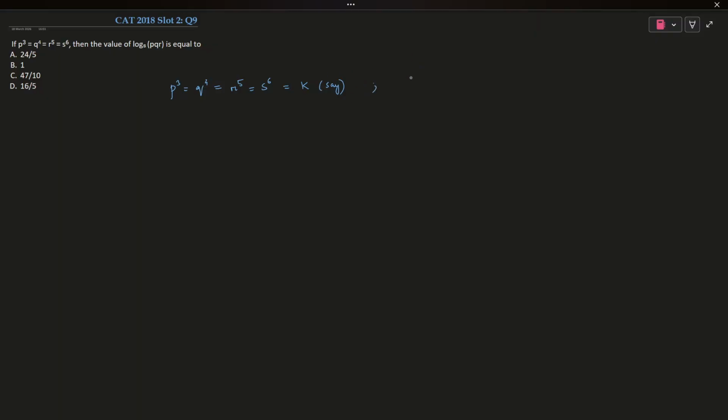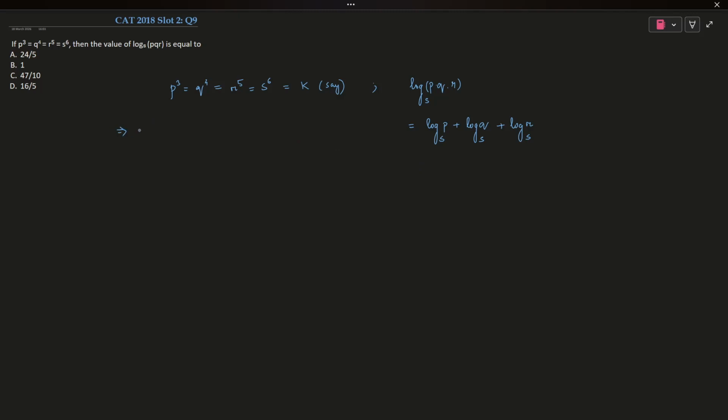What is the question asking us? Log p into q into r base s. We need to find this using properties of logarithm. I can say this is log p base s plus log q base s plus log r base s. Correct? Yes.